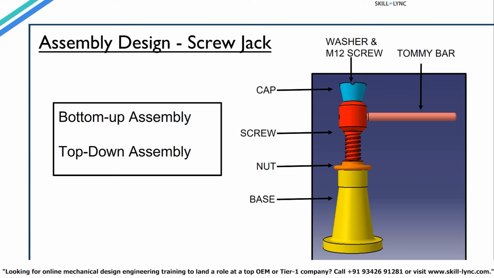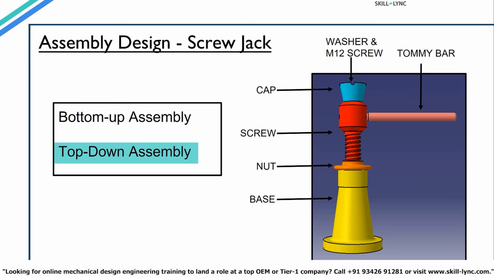As part of our first exercise, we shall assemble this screw jack as seen in the picture. I would like to explain to you two different approaches to creating an assembly. One is bottom-up assembly and the other is top-down assembly. Bottom-up is a traditional approach in which part bodies are created individually in part mode. The parts are then inserted, oriented, and positioned in an assembly using constraints.